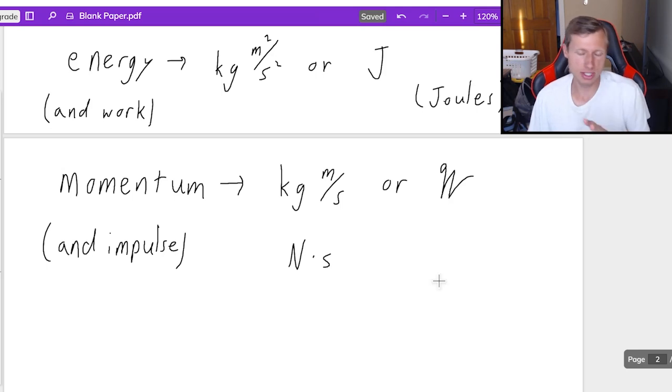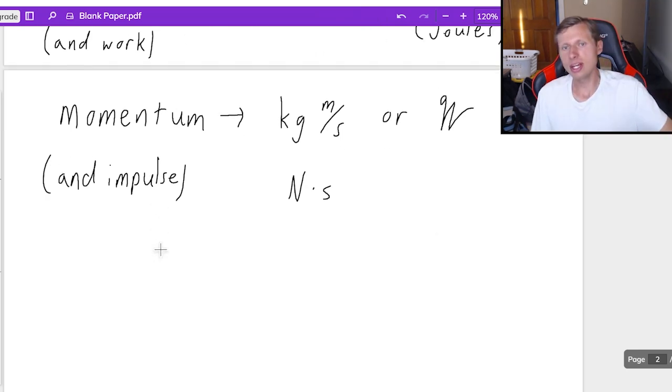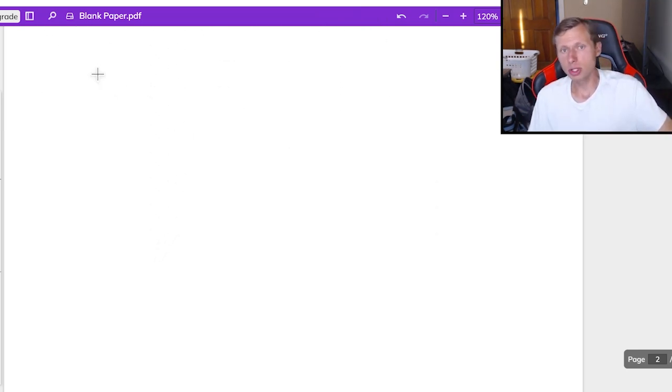It is not newtons divided by seconds, it is newtons times seconds. Yes, it looks very weird, but that's what we have to deal with. Then after we get through momentum, usually you're going to go through torque in physics. Now torque has the units newtons times meters.